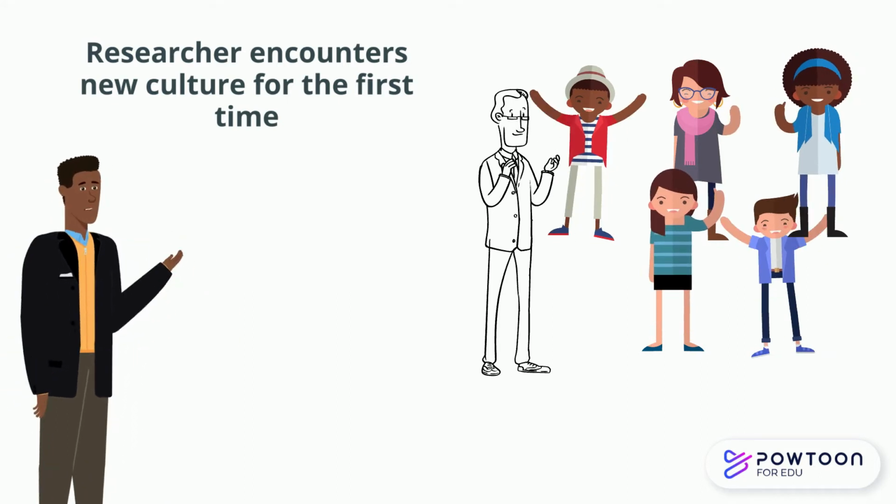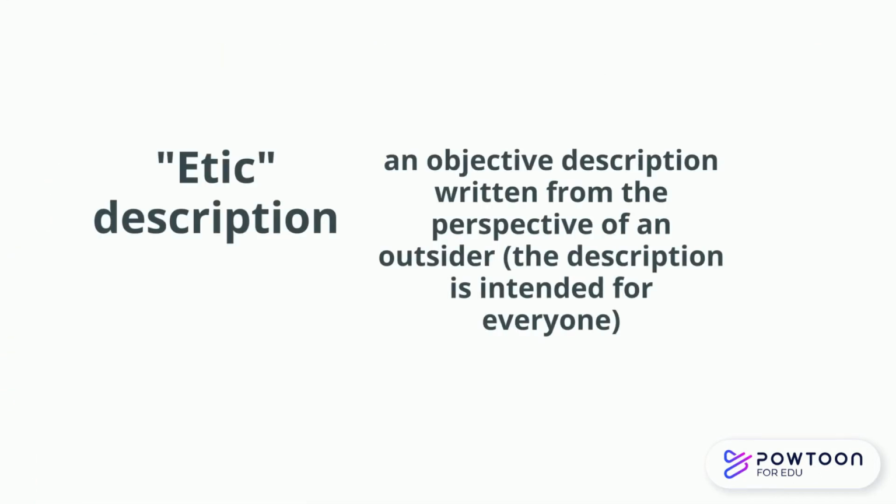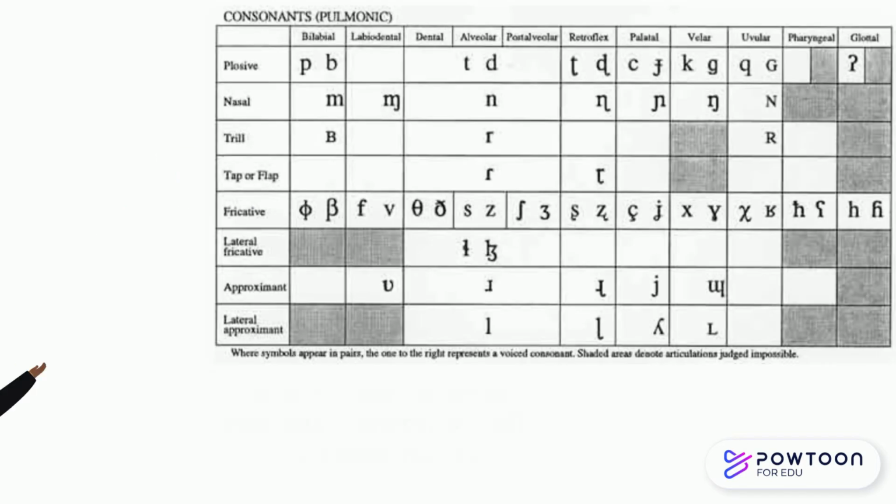Anthropologists call this kind of description an etic description, an objective description that could easily be interpreted by an outsider to the culture once they understand how the description works. This is what the International Phonetic Alphabet aims to do.